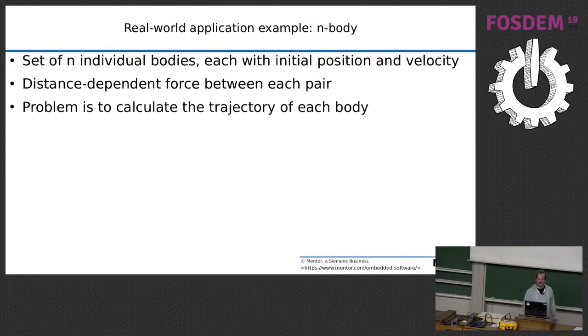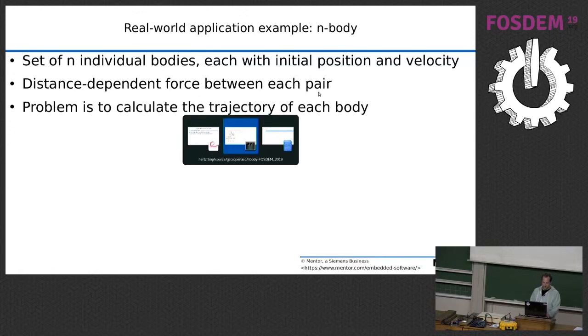Then a real-world example, N-body simulation, that simulates a set of N individual bodies, like stars in the universe or particles or whatever, with distance-dependent forces between each pair. And the problem is to calculate the trajectory of each body. And you can understand if there's a force between each pair, that's a lot of computation as your problem space grows bigger. So a GPU can be very helpful here.